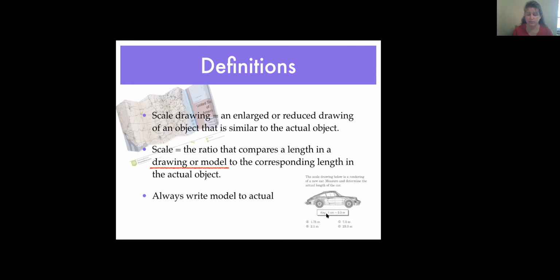For example, right here on the car, here is your scale: 1 centimeter equals 0.3 meters. So every time you measure on here with the ruler 1 centimeter, it's the same as 0.3 meters in actuality. This is the model, and this is the scale. You need to remember to always write the model or drawing number on top, and underneath is the actual object measurement.